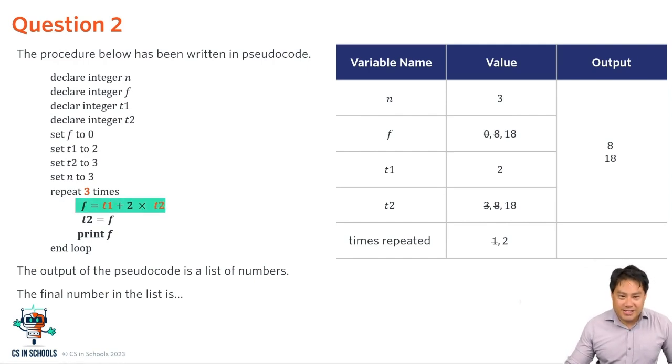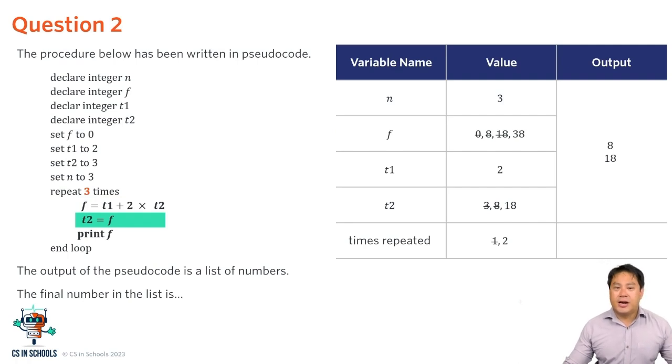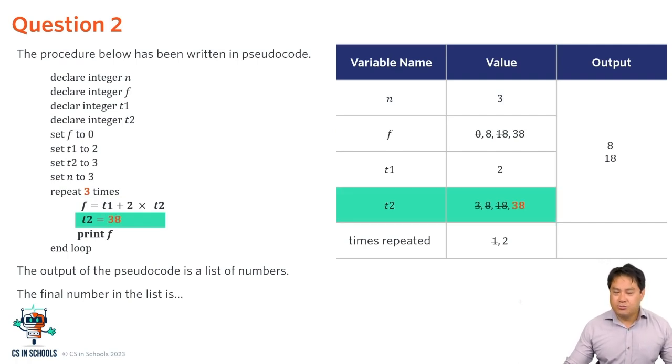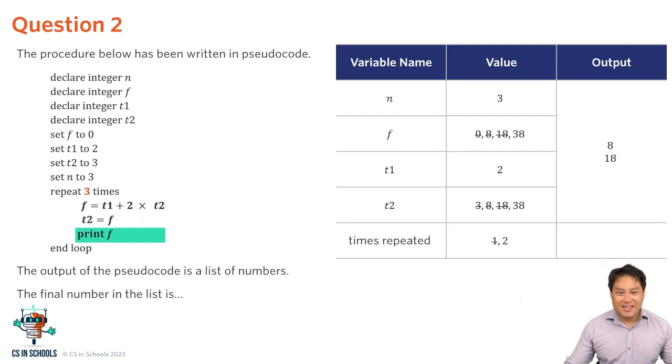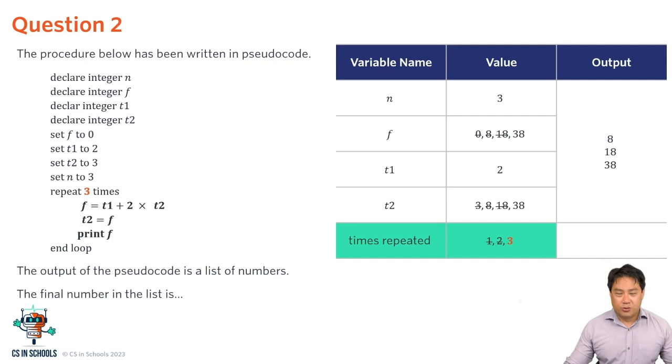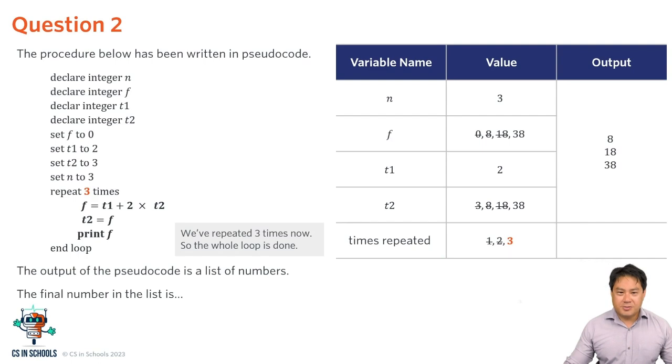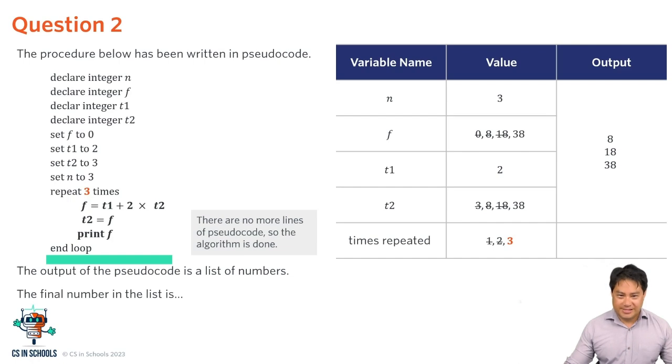The first line there is f being assigned to T1 plus 2 times T2. So f gets updated to 38. We move to the next line. T2 is assigned that value of f. So 38 gets put into T2. We're going to display the value of f on the screen. F there being 38, and then 38 appears on the screen. We're going to update the number of times we've repeated. So now we've reached the third iteration. We've repeated 3 times now, so the whole loop is done. So we go to the next line of code. There are no next lines of code, so the algorithm is done.